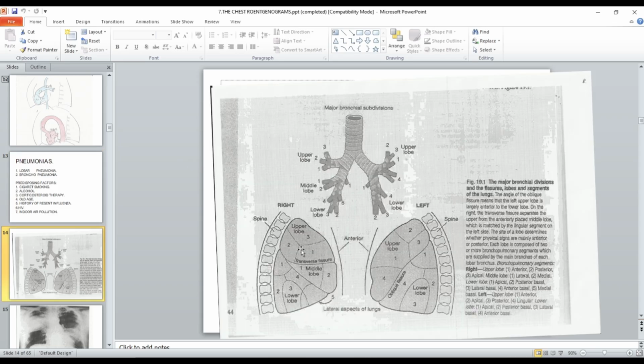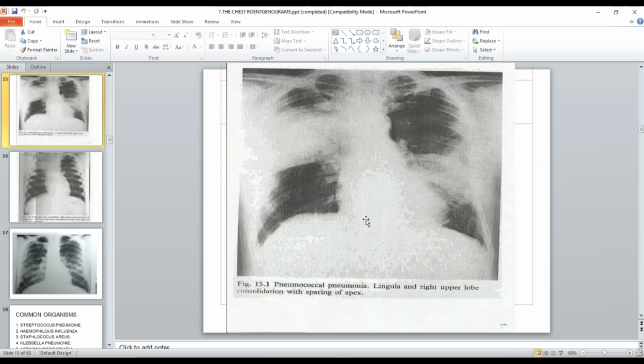These are the lung lobes: on the right side, the upper lobe, middle lobe, and lower lobe. On the left, it is the upper lobe and the lower lobe, and in the upper lobe is the lingula, which represents the middle lobe of the left lung. This is pneumonic consolidation in the right upper zone, and this is lingula consolidation in the left lingula.